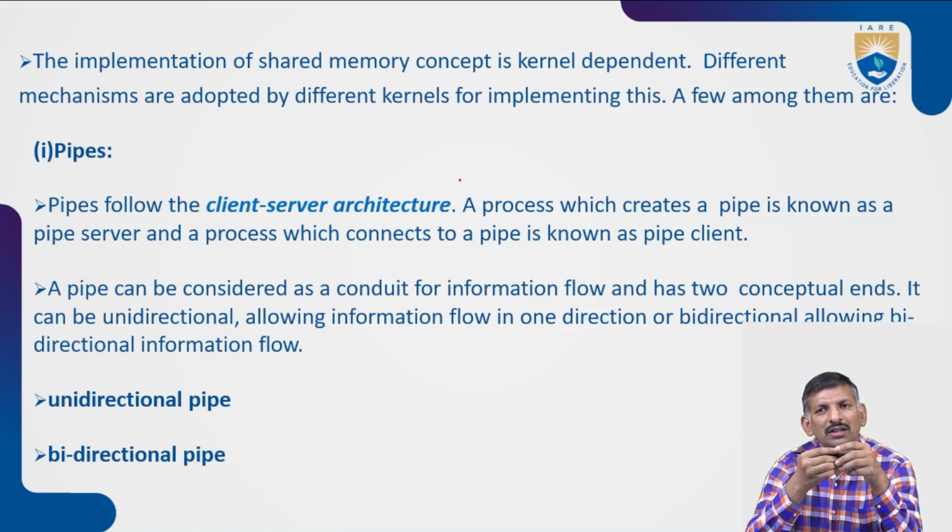That is called unidirectional pipes. Bidirectional pipes means at one end, the left-hand side, the process which wants to write the data writes the data into the memory. The process which wants to read the data also reads from the left-hand side, from the shared memory. That type of pipe is called bidirectional pipes.